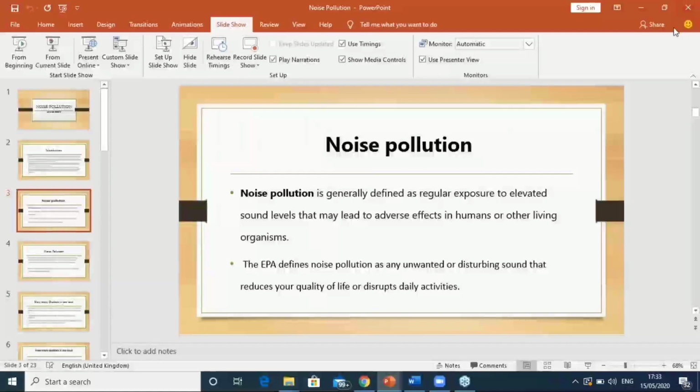Okay, so that's basically what noise is. And then the EPA, the US Environmental Protection Agency, defines noise pollution as any unwanted or disturbing sound that reduces quality of life or disrupts your daily activities. So those are some of the definitions of noise pollution.